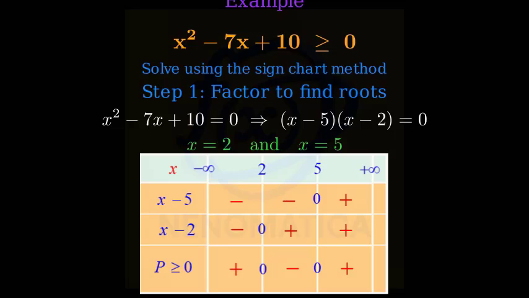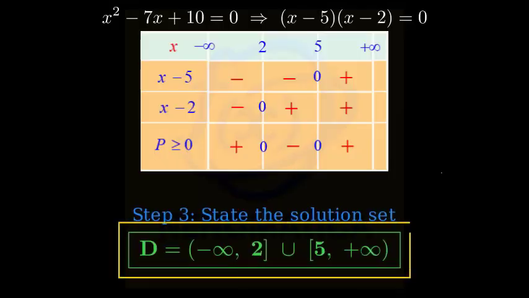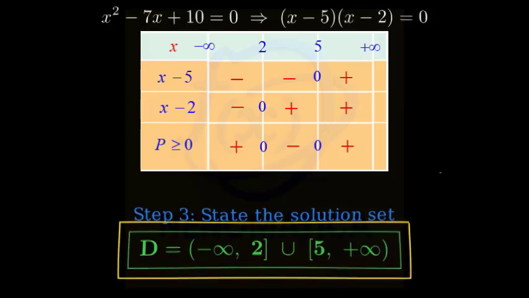To make the solution even more intuitive, the inequality is satisfied where the product is positive or 0. That gives the solution set: negative infinity to 2 inclusive, union 5 to positive infinity inclusive.